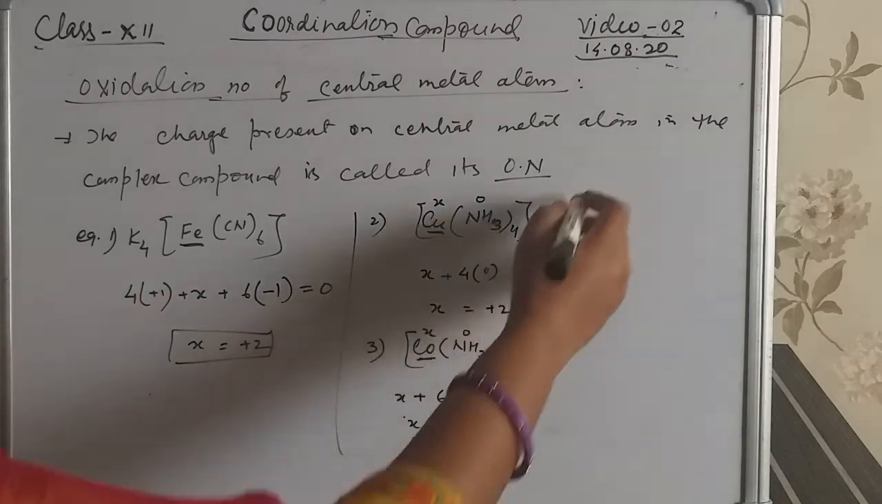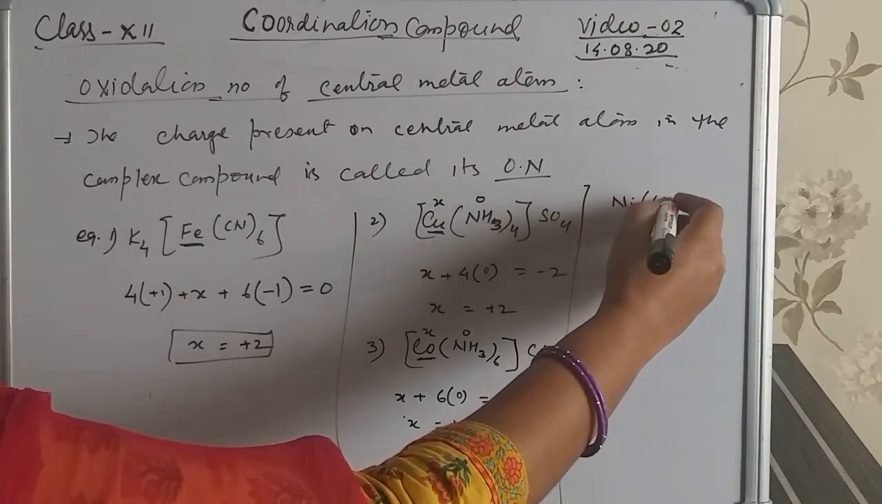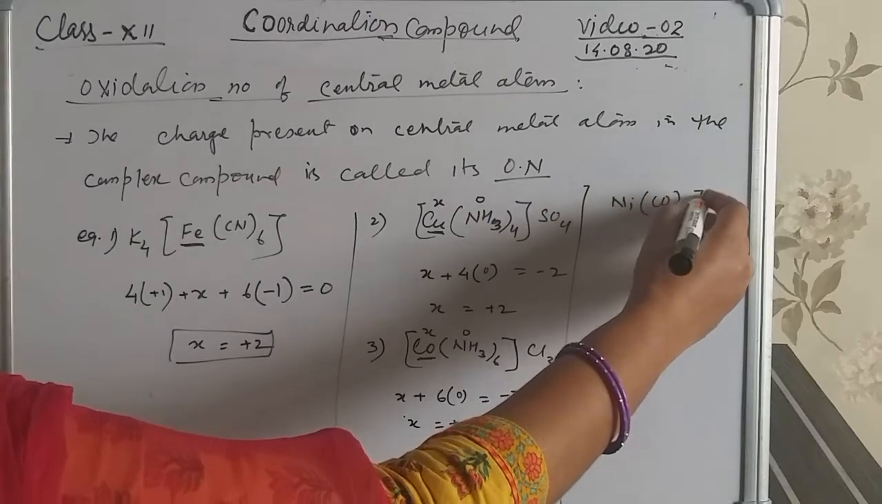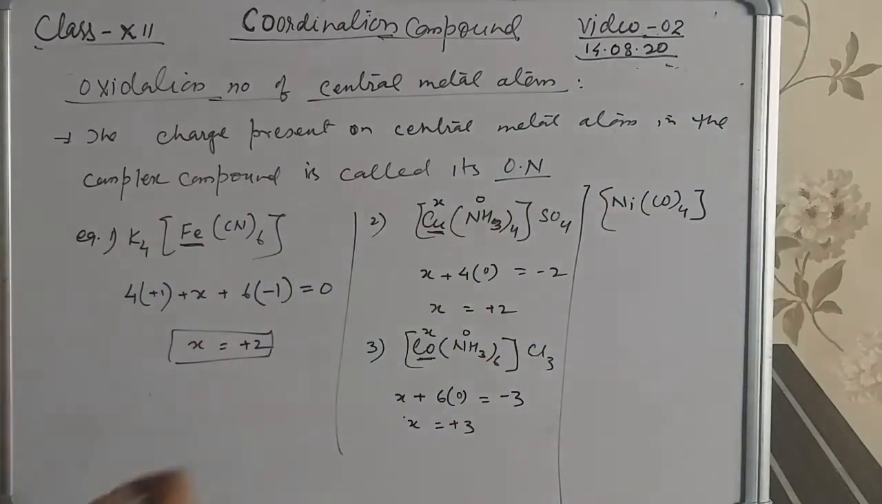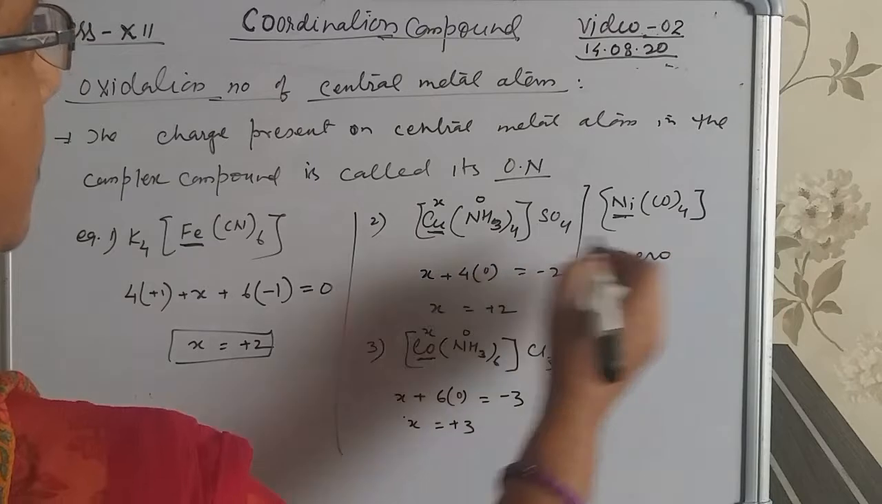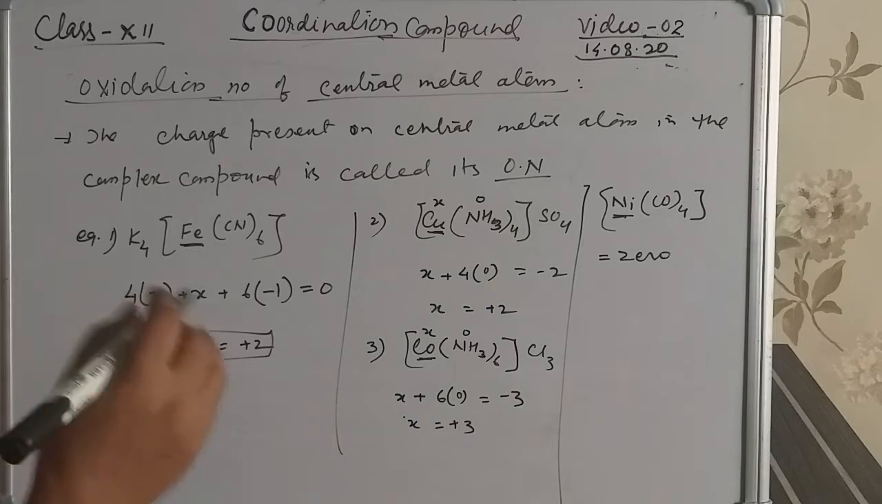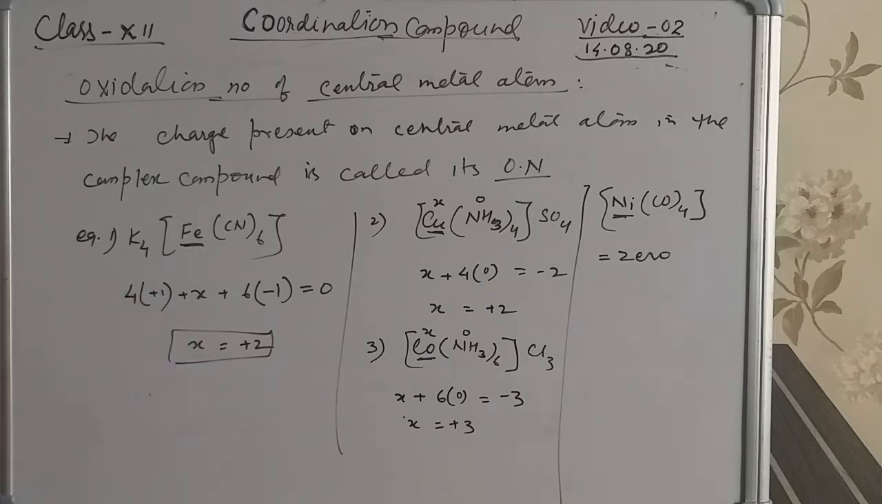In the case of one compound, nickel tetracarbonyl, the oxidation number of nickel is 0. Oxidation number of nickel is 0, so you can calculate it, and in this way you can try to find out the oxidation number of a few of the complex compounds.